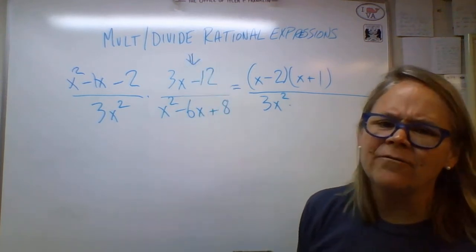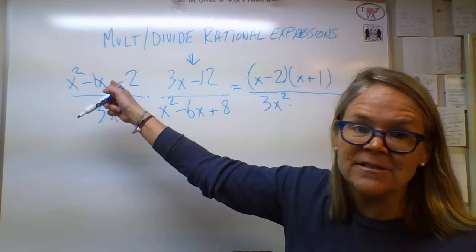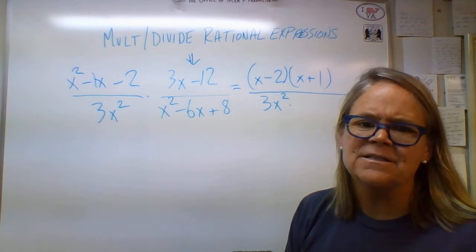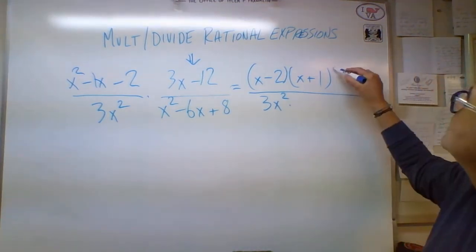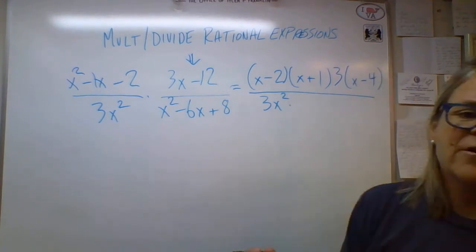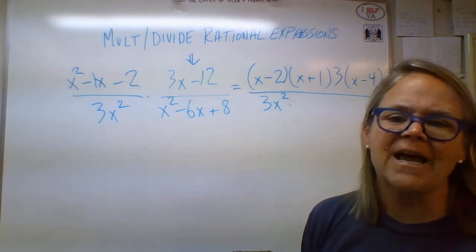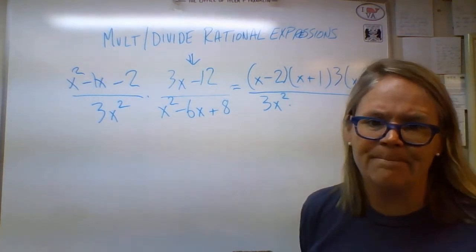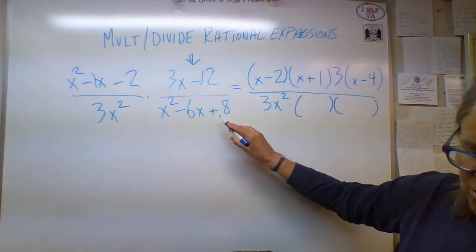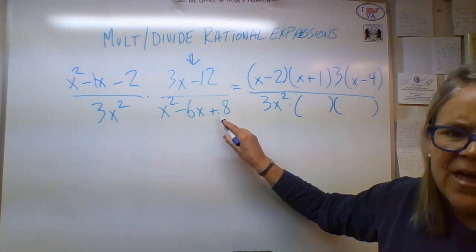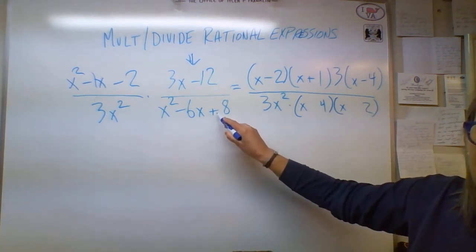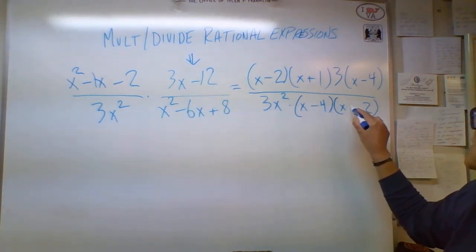3x minus 12. And if you can't do this, it's greatest common factor. What's the biggest number that goes into 3 and 12? 3. Take that out and think, either what did you multiply 3 by to get 12 or take 12 divided by 3. Then the last one, x squared minus 6x plus 8. Two numbers that multiply to give you 8 that add to give you 6 are 4 and 2, plus sign, same signs, whatever the middle is.